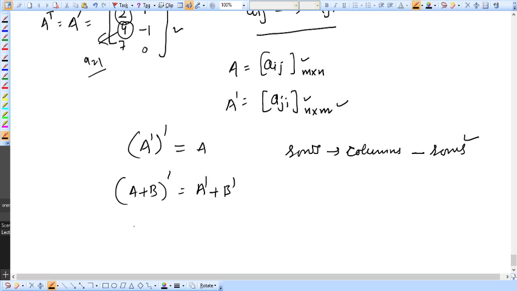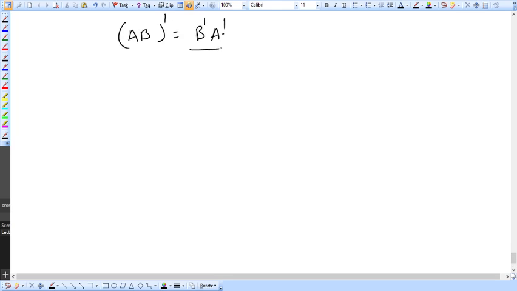Also, if you have the multiplication of two matrices, then its transpose will follow the reversal law. That is, AB transpose is equal to B transpose A transpose. Okay, just keep these properties in your mind. So when we need them, we won't have to look back, we don't have to flip the pages.